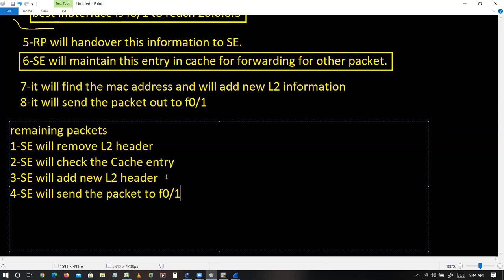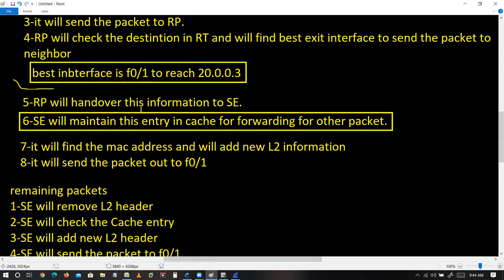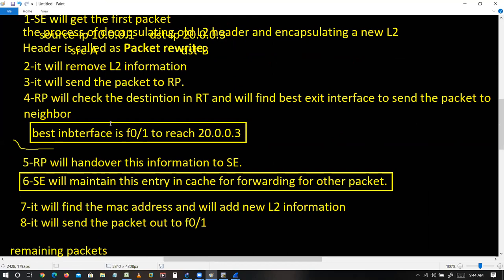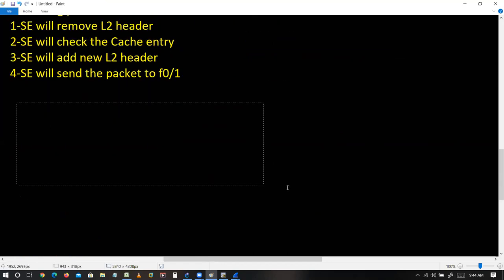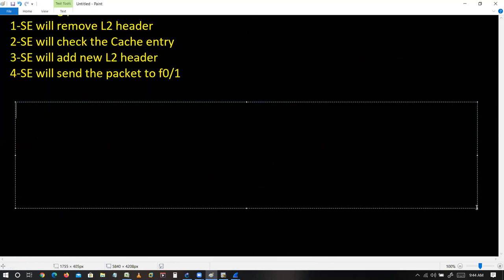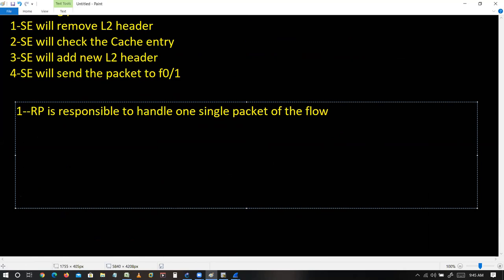So for the remaining packets, it will do this task. Okay. So in this condition, what is happening here? ARP is just responsible to handle one single packet of the flow, right? So here, ARP is responsible to handle one single packet of the flow.